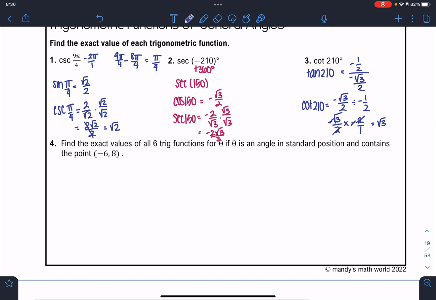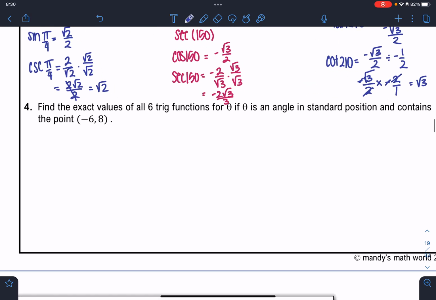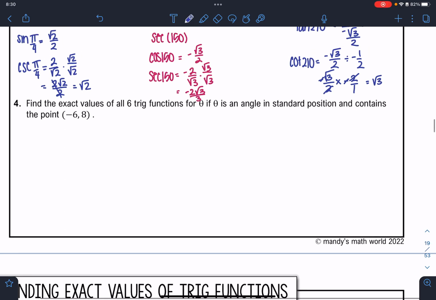Okay, there's a couple more things we'll do here. Again, these problems are not bad, but we do want to think about this in terms of that coordinate plane, and what if we don't have that radius of 1? So I want to find the exact values of all 6 trig functions for theta if theta is an angle in standard position and contains this point. So we have a different phrasing going on here. So I need to find all 6 trig functions, sine, cosine, tangent, cosecant, secant, and cotangent, and I only know that I have a point at negative 6, 8.